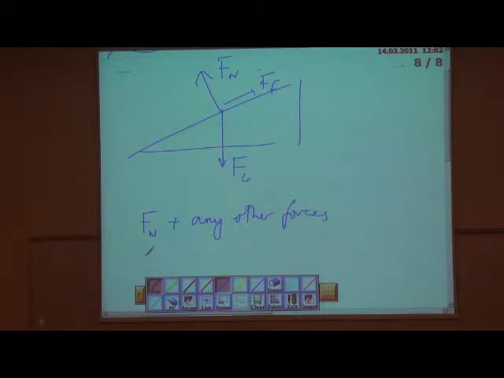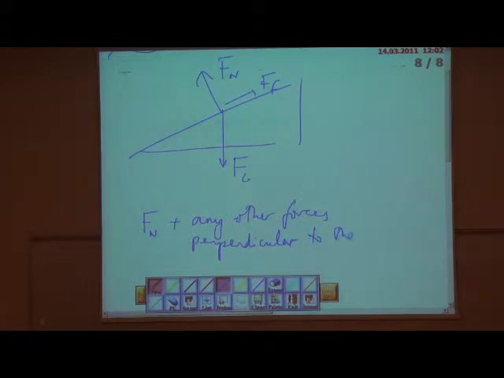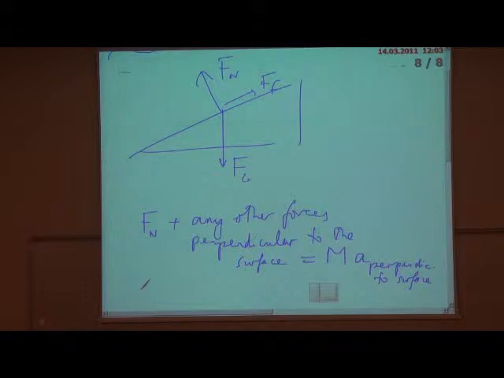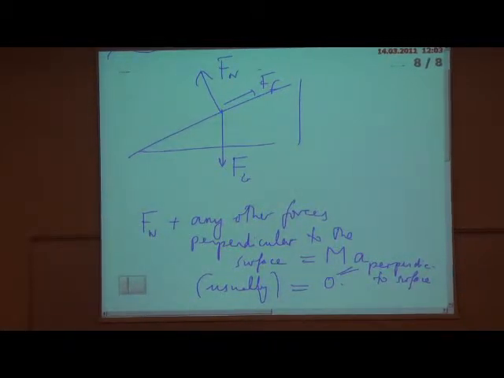Well, the normal force plus any other forces perpendicular to the surface must equal the mass of the body times the acceleration perpendicular to the surface, which is usually 0. Let's do it in our example here.